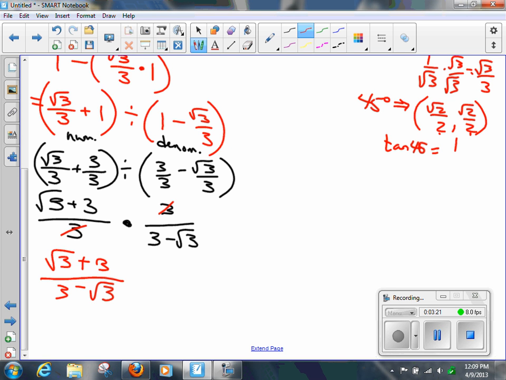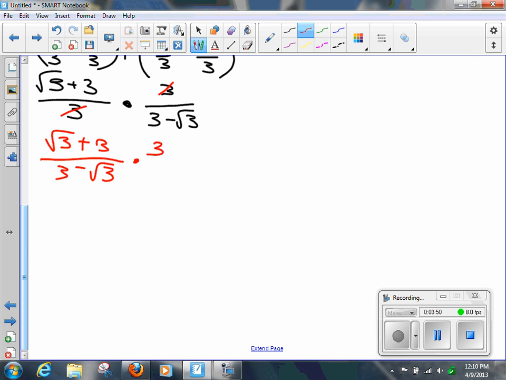And I have this binomial in the bottom that happens to have a radical in it. What now? This is what you have to remember from Algebra 2. What do you have to multiply by? 3 plus root 3. What is that, Dante? What's that called? Anybody remember? It's the conjugate. Very good. That's the conjugate.